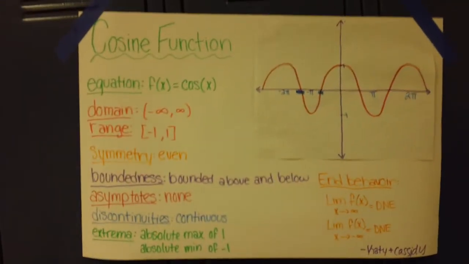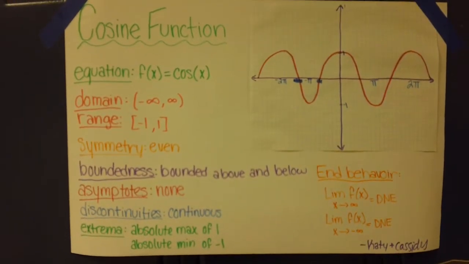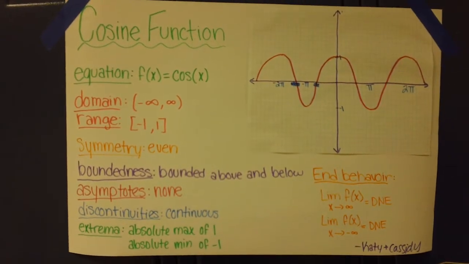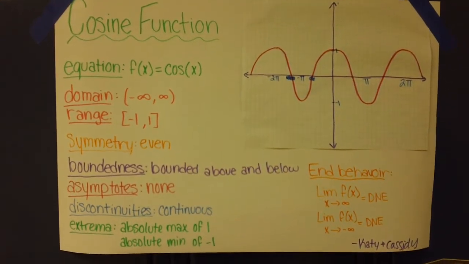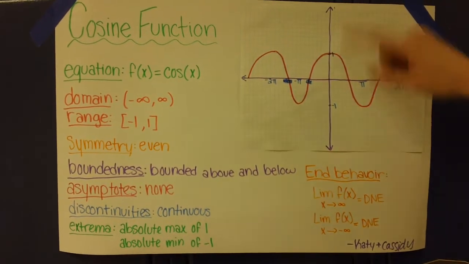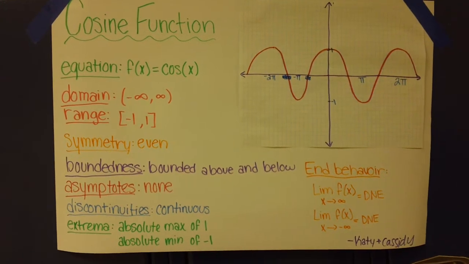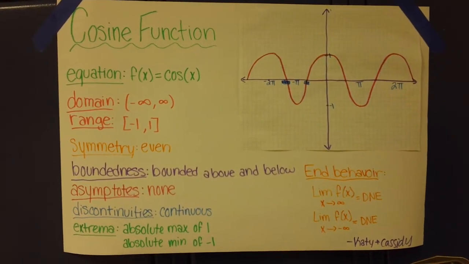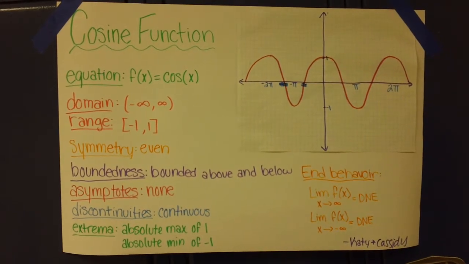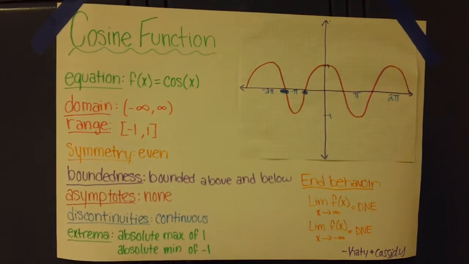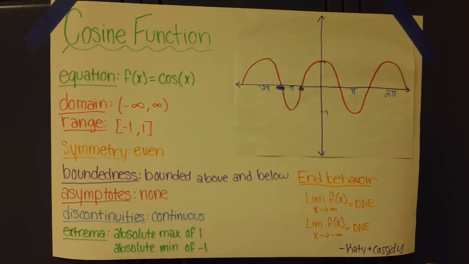This is the cosine function, so it's f of x equals the cosine of x. The domain is all numbers, and the range is between -1 and 1. It's even. It's bounded above and below because it oscillates. There are no asymptotes, and it's continuous, and the extrema are at absolute max of 1 and absolute min of -1, and the end behavior towards infinity and negative infinity does not exist.